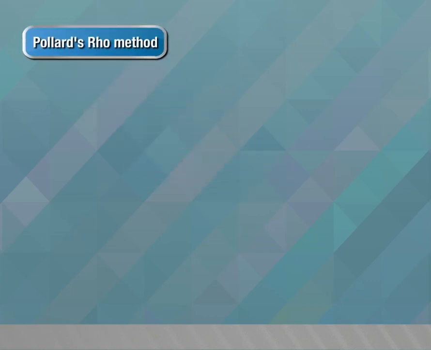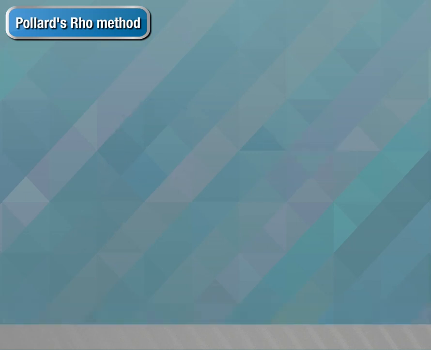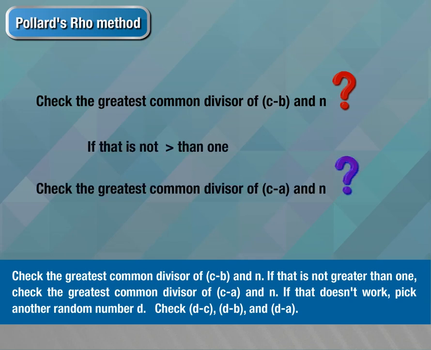Pollard's rho method. The principle of Pollard's rho method is to pick a random number A, pick another random number B, and see if the greatest common divisor of A minus B and N is greater than 1. If not, pick another random number C. Check the greatest common divisor of C minus B and N. If that is not greater than 1, check the greatest common divisor of C minus A and N. If that does not work, pick another random number D. Check D minus C, D minus B and D minus A.